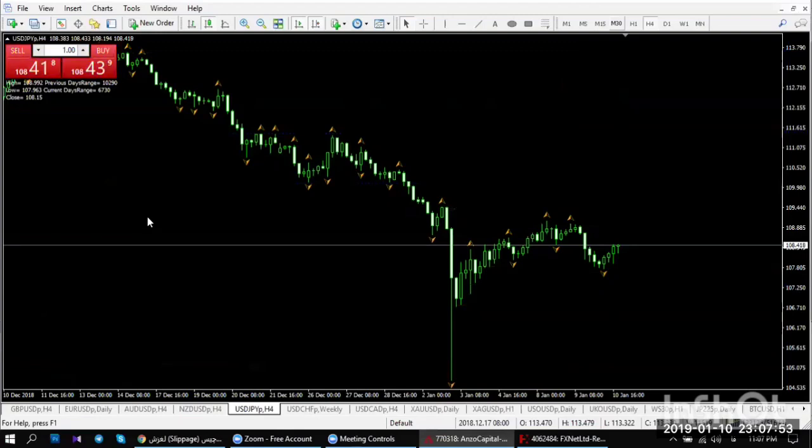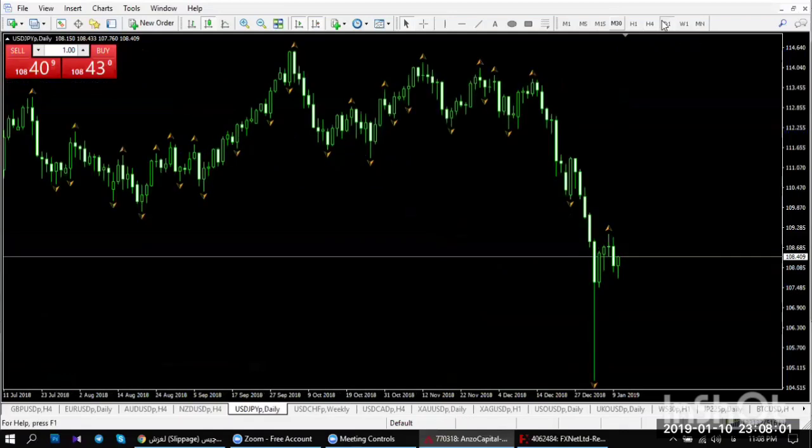Okay, I will. So let me locate the pivots and draw a Fibonacci chart. Okay, so this is our daily Fibonacci, and the direction of the market is downward on the daily chart.